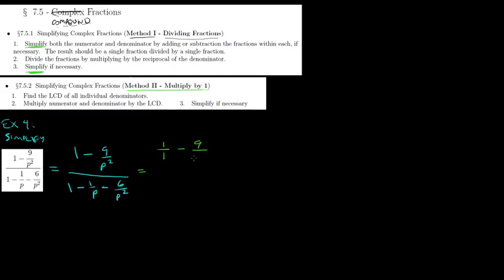Let me just rewrite the numerator as 1 over 1 minus 9 over p squared. And we have 1 over 1 minus 1 over p, and then minus 6 over p squared. So, right, in method 2, we have to find the LCD. And there's actually 5 denominators here. There's a 1, there's a p, there's another 1 here, and then there's another p, and then there's a p squared here. Oh, I'm sorry, this is p squared.